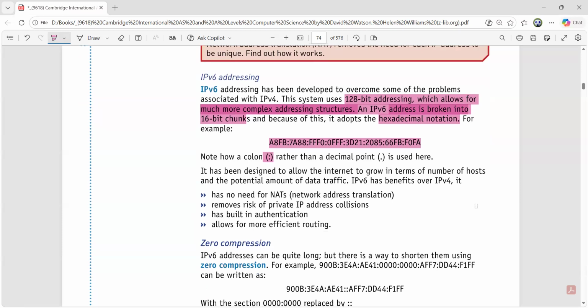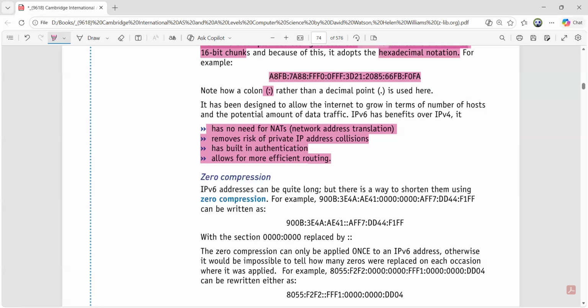Now, it has been designed to reduce the problems that you had earlier, and I can see IPv6 has benefits over IPv4. It has no need for network address translation, removes the risk of private IP address collisions, has built-in authentication, and allows for more efficient routing. So these are certain points that you need to know in order to talk about the benefits of IPv6 as compared to IPv4.